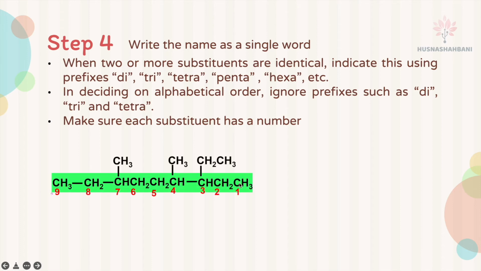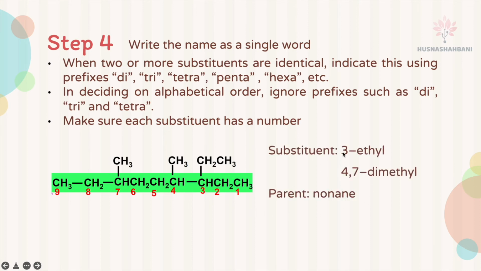Here, longest carbon chain, 9 carbons in total, nonane. Start counting from the right because the first substituent gets the lower number, number 3. If you start counting from the left, this substituent will get number 3 as well. And then the second substituent, if you start counting from the right, will get number 4. If you start counting from the left, the second substituent will get number 6. So we want the lower number. We prefer 3, 4, 7 instead of 3, 6, 7. So we prefer the lower number.